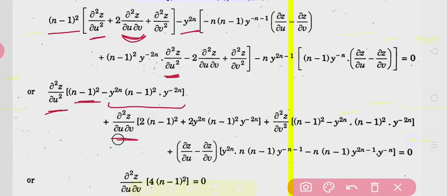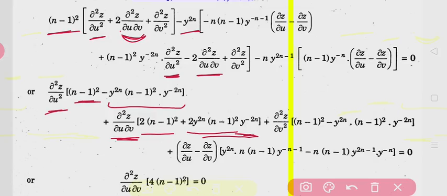जब इसके कोफिशिएंट कलेक्ट करोगे हियर इट विल बी 2 इंटू (n-1)². इट विल बी 2 इंटू (n-1)² प्लस यहाँ से जब टर्म कलेक्ट करोगे इट विल बी 2 इंटू y⁻ⁿ, 2 इंटू y⁻ⁿ एंड n-1, 2 इंटू y⁻²ⁿ, right, into (n-1)² into y⁻²ⁿ, right. So this terms we got.